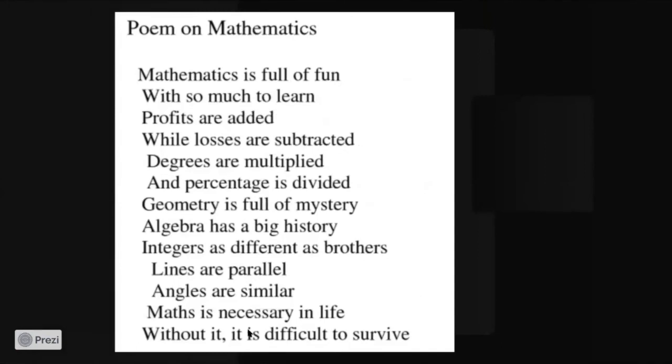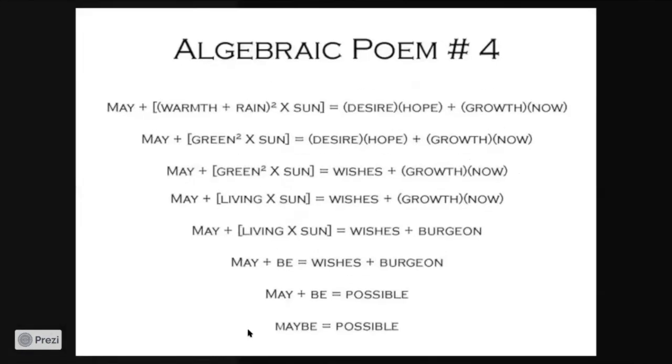This poem uses mathematical terms such as profits, losses, degrees, percentage, geometry, algebra, integers, lines, parallels, angles, etc., to create an equation poem. Check out this algebraic poem, which literally looks like the algebra problems of my nightmares since I wasn't a huge math person. But if you are a math person, maybe you can see what it's all about. It's all about the month of May and how there's sun and green and living and possibility. And I love how it creates a poem through using math.